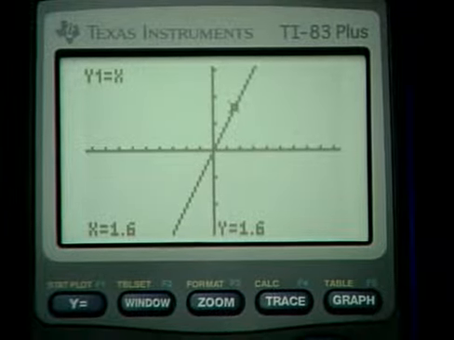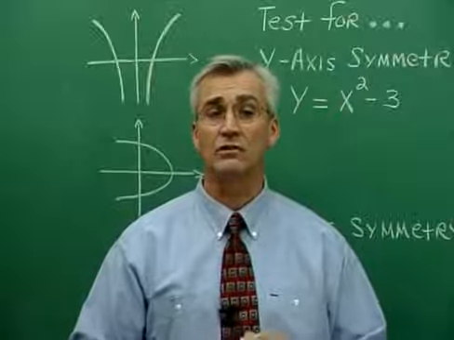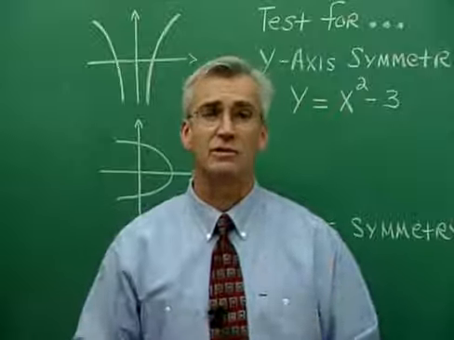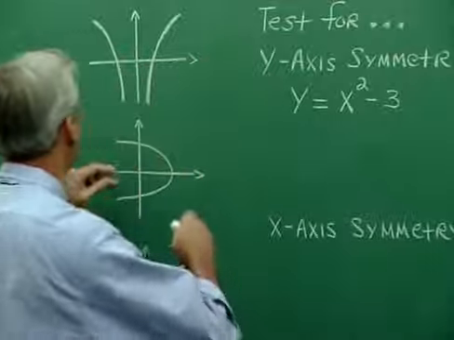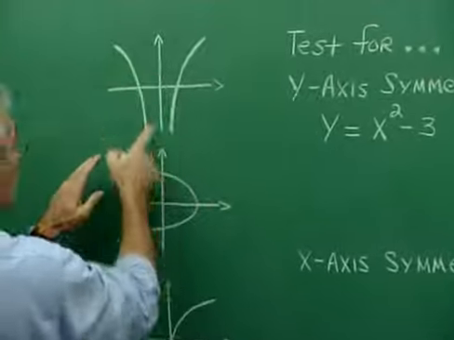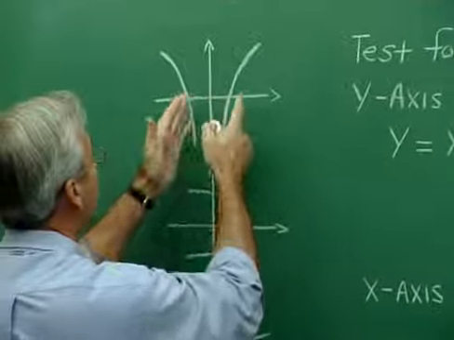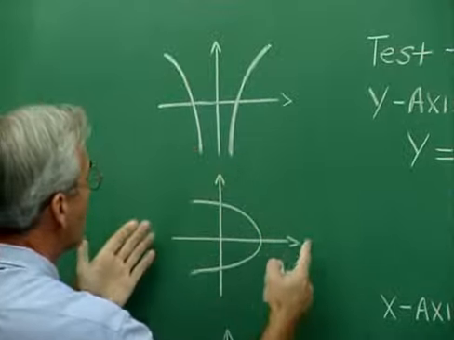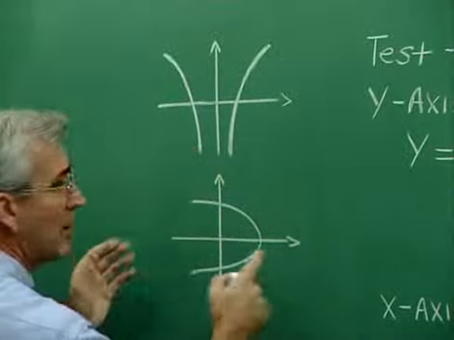Symmetry is a quality of a graph that causes it to look the same on the left and right or above and below one of the axes. For example, here's an example of symmetry about the y-axis, because the graph here looks the same over here as it does over here. Here's an example of symmetry about the x-axis, because the graph kind of looks the same above and below the x-axis. It's kind of a reflection in the x-axis, then, we can say.